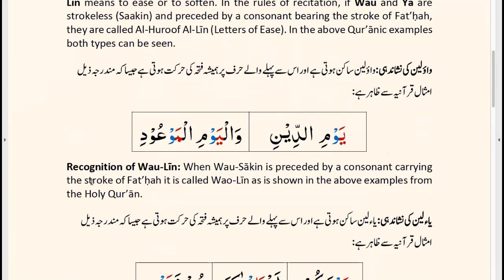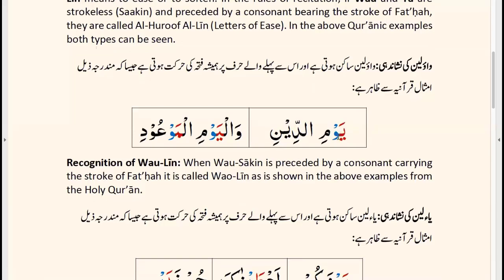Okay, let's see what wawleen is. Recognition of wawleen. When waw sakin, meaning waw carrying a sukoon sign, is preceded by a consonant carrying a stroke of fatha, as explained before, it is called wawleen, as shown in the example above. So a waw carrying a sukun sign, and we have to see if before that there is a letter carrying a fatha. Yes, there is. So this must be wawleen.